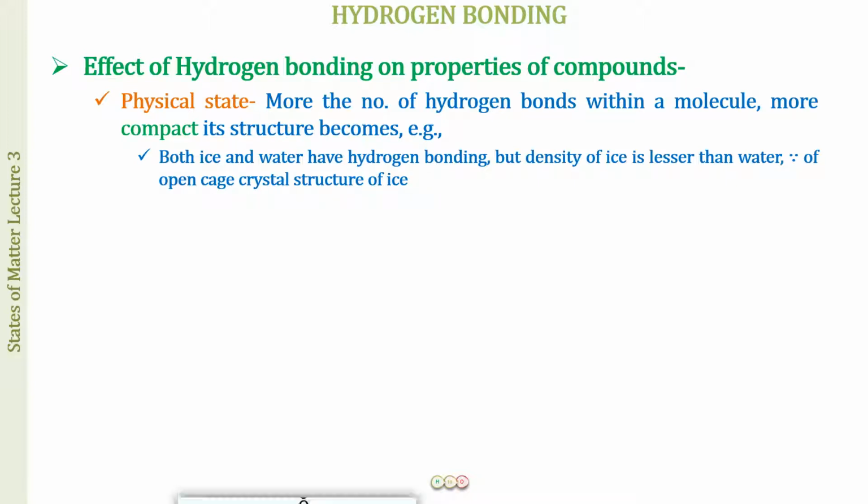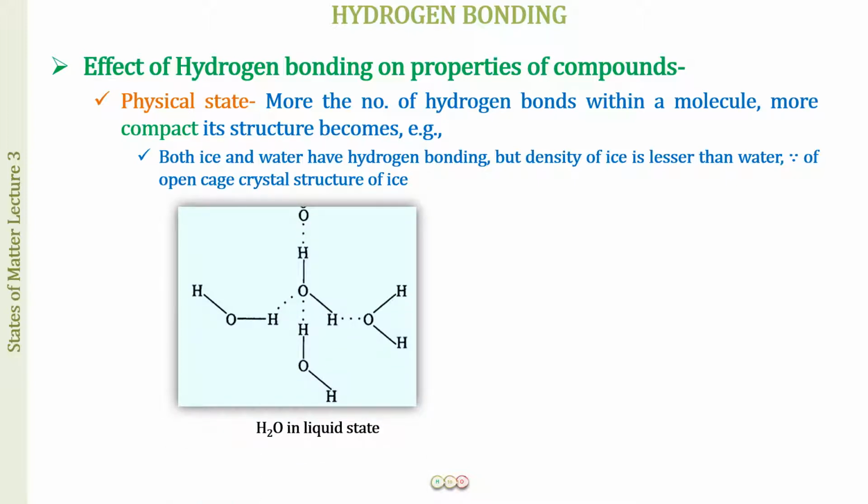So let us first of all see the hydrogen bonding in the liquid state of water. The water molecules are going to be close to each other, but not very close to each other, right? In the liquid state, the molecules are close to each other, but they are just randomly placed here and there. Fine. And when the molecules come close to each other, the water molecules are going to form hydrogen bonds.